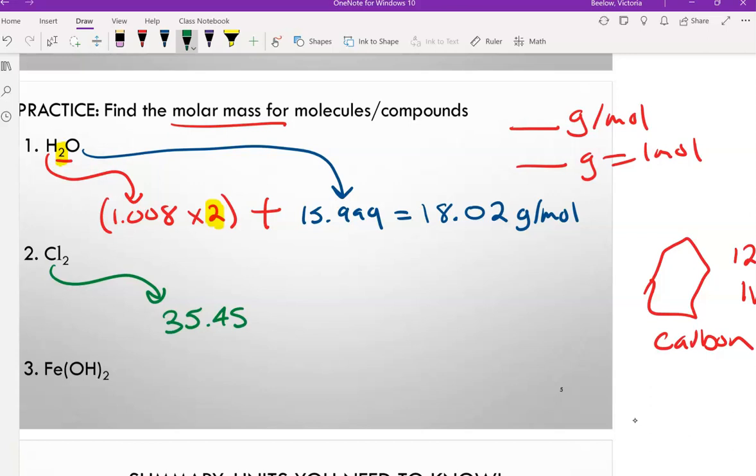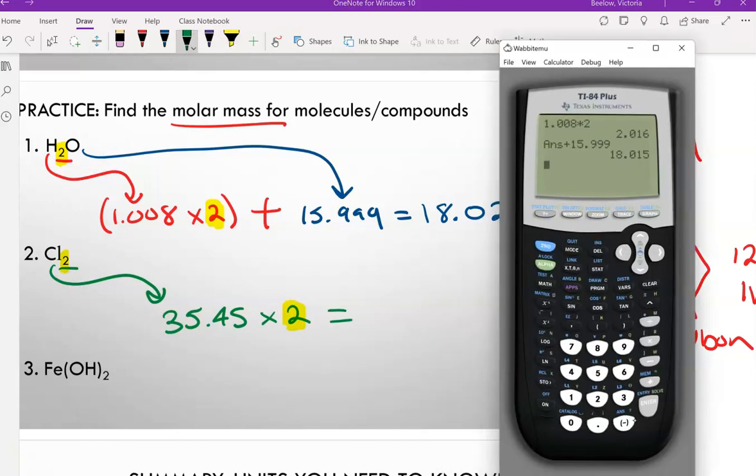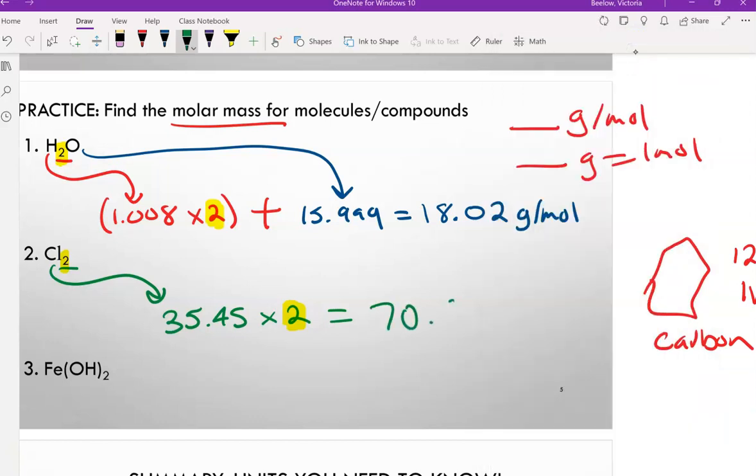And again, it has that 2 as a subscript. So I'm going to have to multiply this by 2. So 35.45 times 2 is 70.9. If I wanted to make this 4 sig figs, I would add another 0. And then the proper units again are grams per mole.